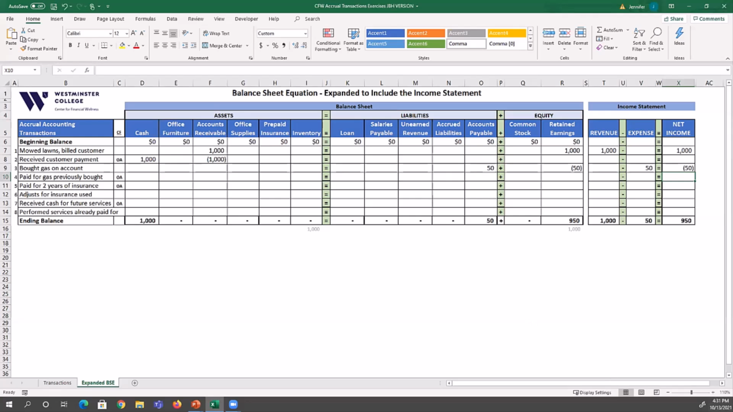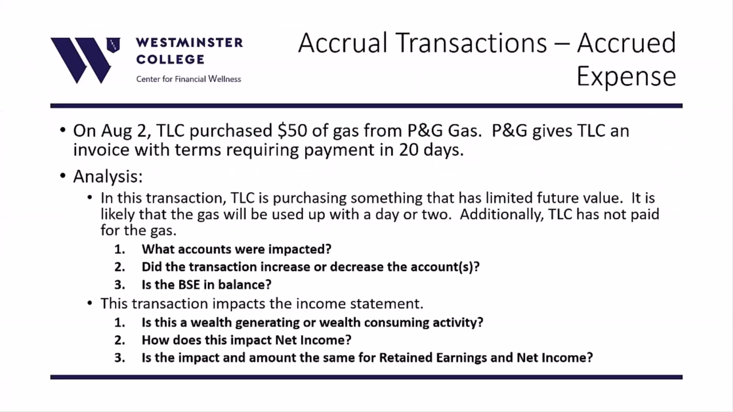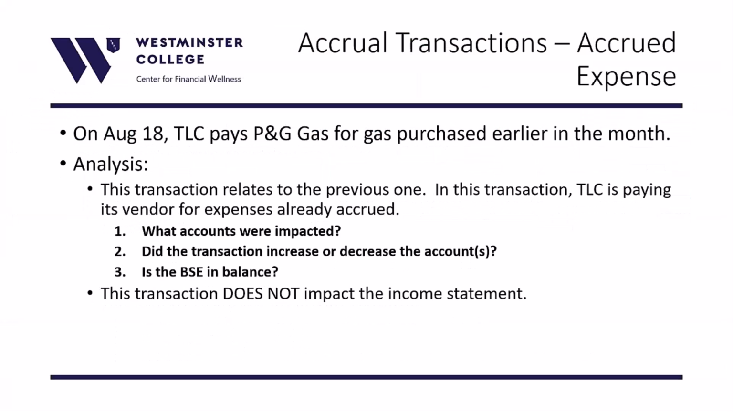All right, so we're done with that transaction. Let's go on to the next. All right. On August 18th, TLC pays P&G Gas for gas purchased earlier in the month that was billed. So this is obviously the second portion of the business transaction where we're actually going to pay for the gas.